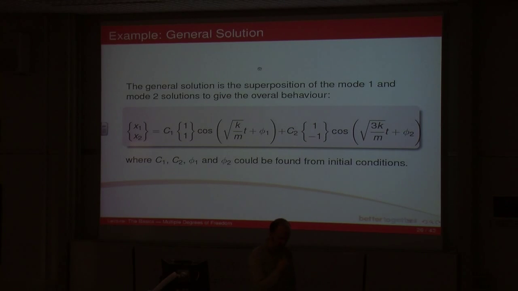And so sticking those values into the general solution, we've got C1 times the first mode shape, cosine of omega 1, root k upon m, times t plus phi 1, and then C2 times our second mode shape, cosine of omega 2, which is root 3k upon m, times t plus phi 2. And these terms, C1, phi 1, C2 and phi 2, are constants that we can find from initial conditions. We did this a little while ago. You stick in your initial conditions, you can find those terms.